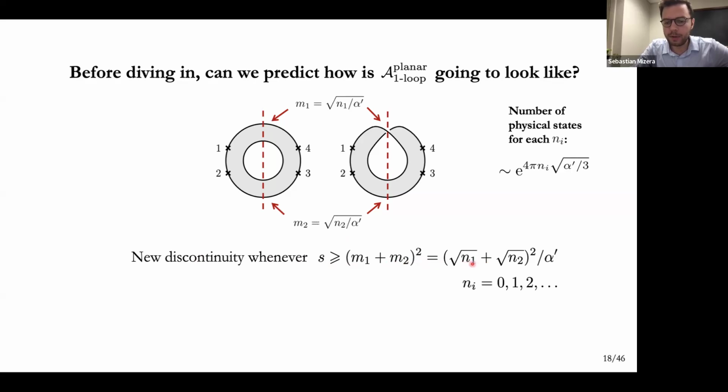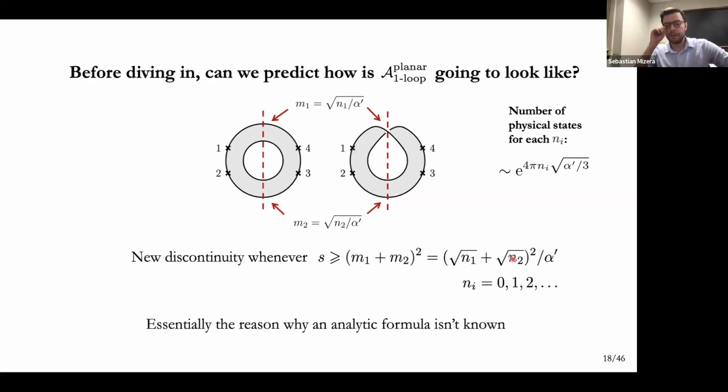And let me remind you, if you translate it into the mass levels, N1 and N2, that means that the answer is going to be some crazy function that is going to jump whenever S crosses this threshold of a square root of an integer plus square root of an integer all squared. Okay, so it's kind of difficult to imagine a closed form formula for such a function with this property. And I believe this is essentially the reason why this formula for the one-loop amplitude is not known in the literature.